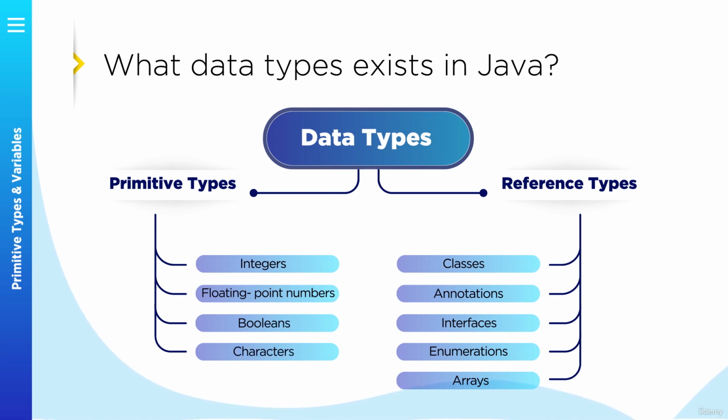Probably you're already interested: what is the difference between primitive and reference types? There are many differences between them, and we will learn all of them as we keep learning Java. But the main difference is that primitive variables store the actual values, whereas reference variables store the addresses of the objects they refer to.